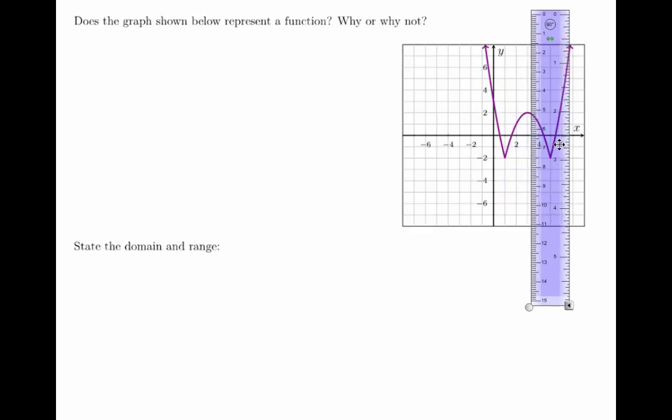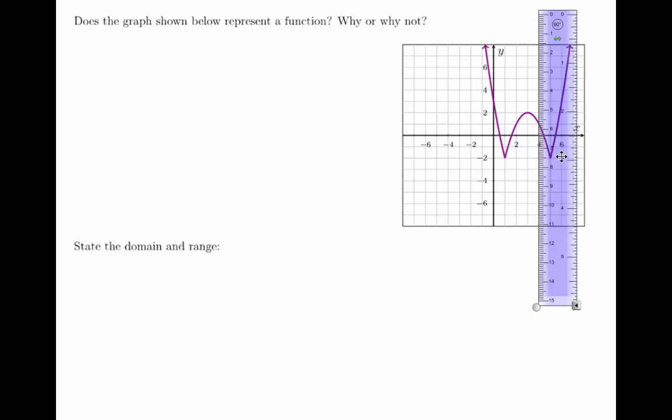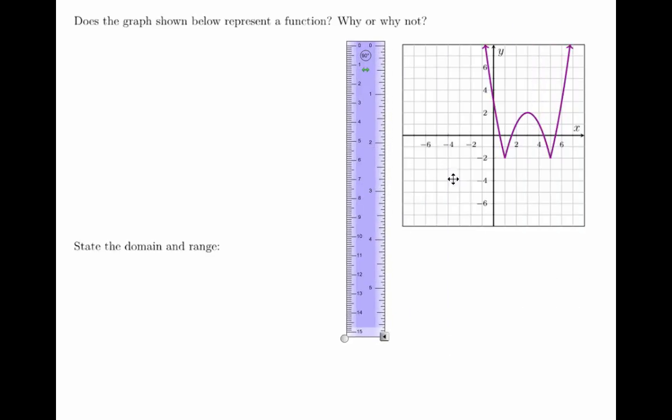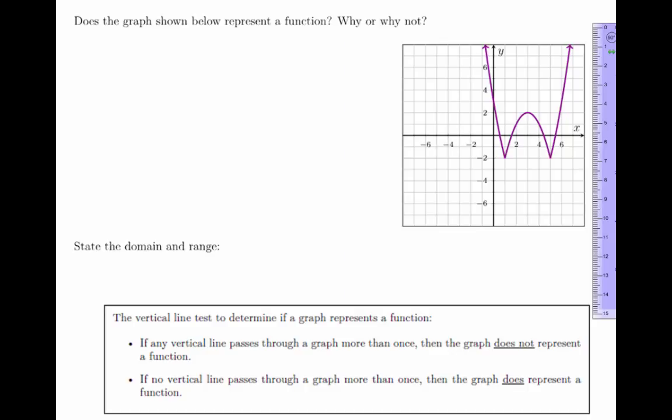And so what I'm using here is a visual test. I'll move the ruler out of the way now. What I'm using here is a visual test known as the vertical line test. The vertical line test can be summarized as follows. The vertical line test, to determine if a graph represents a function, says this: if any vertical line passes through a graph more than once, then the graph does not represent a function. And so what we're seeing there is that if the vertical line passed through the graph more than once, then we'd have found a single input associated with multiple outputs. So we would know that it is not a function. Second, if no vertical line passes through a graph more than once, then the graph does represent a function.